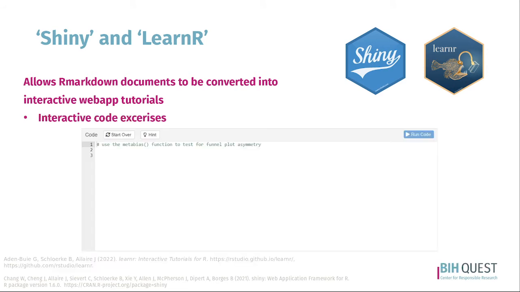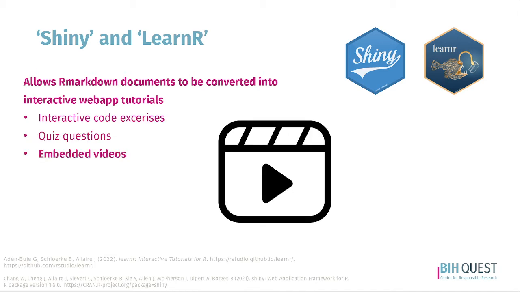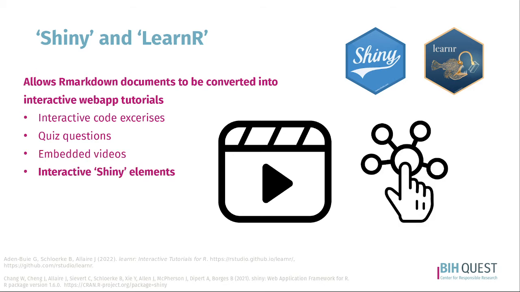In section 5, participants are asked to create their own code based on what they have learned from the preceding sections in order to answer a set of questions. If they get stuck, the hint button will point them in the right direction. Other features that can be implemented in LearnR and Shiny are embedded videos and interactive Shiny elements. We actually didn't use either of these in the current iteration of the app, but it could be possible in the future.